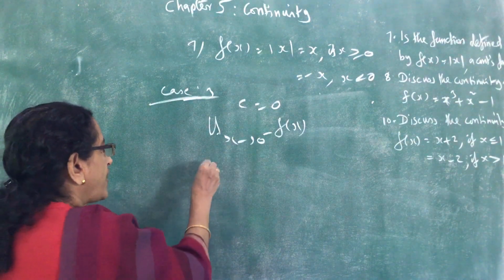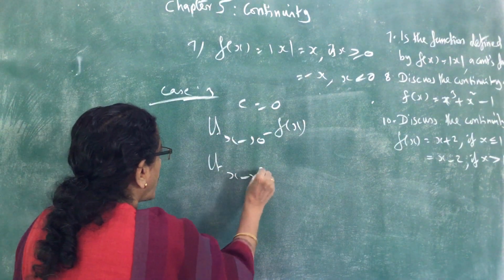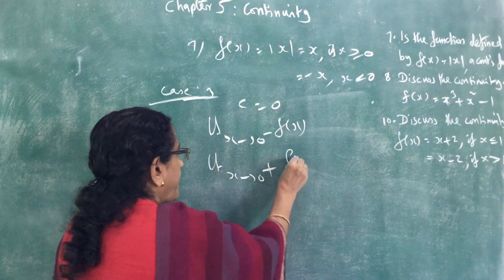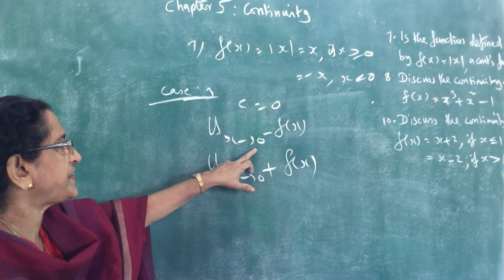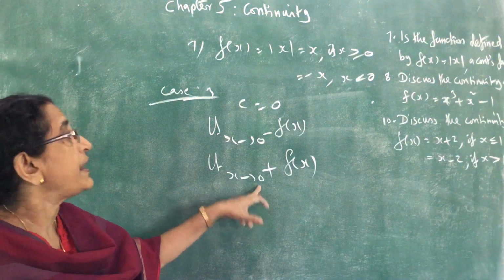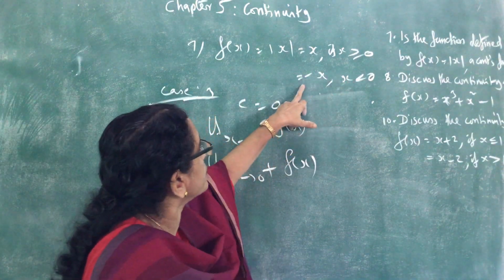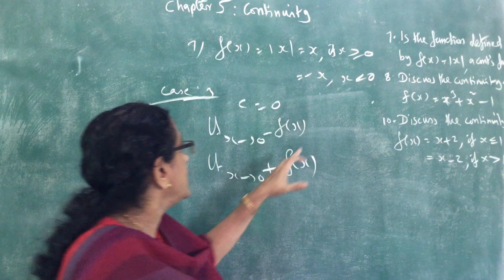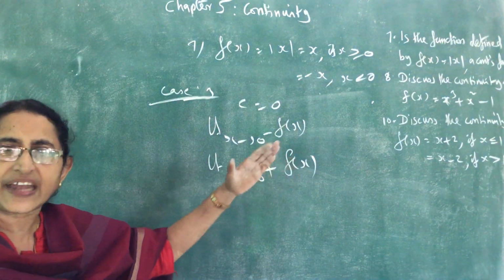And the right hand limit, what is the right hand limit? x tends to 0 plus, f of x. So the left hand limit is when x is less than 0, and here x greater than 0. For x less than 0 the function has one value, for x greater than 0 another value, so we have to consider both the left hand limit and the right hand limit.